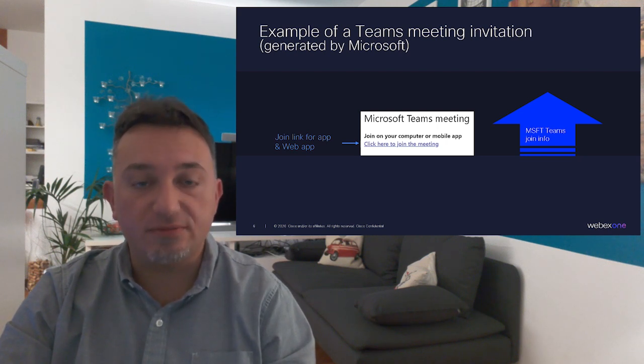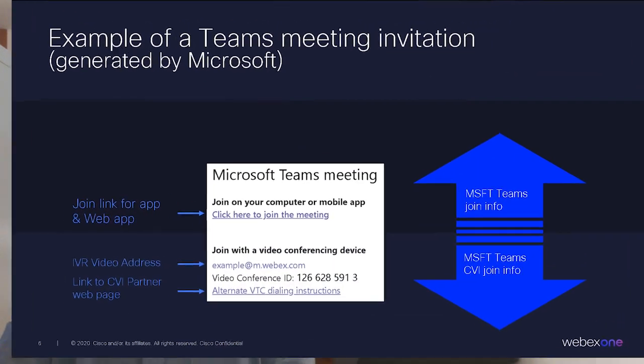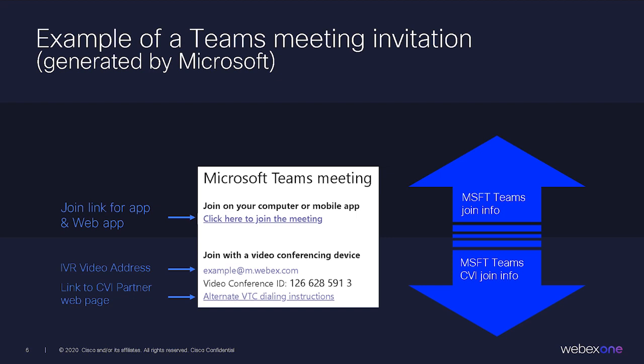That is a Microsoft Teams option. Enabling it, we are asking Microsoft to generate an extended invite. This is an example of the extended invite, including all the information to join a Teams meeting from a SIP device. We have an IP address and the video conference ID to type through DTMF, and a link to an external alternate VTC dialing instructions page, where we can find the direct dial-in address of that meeting.